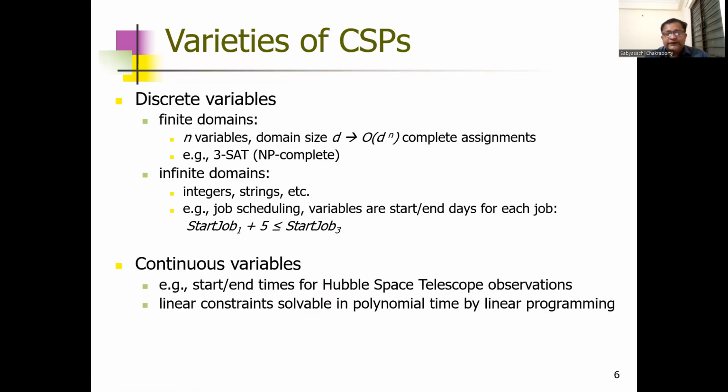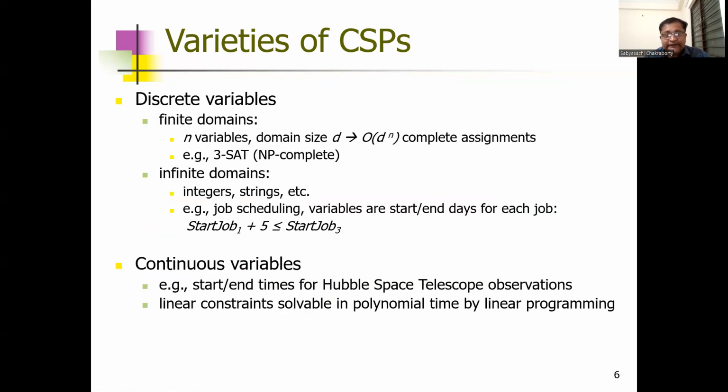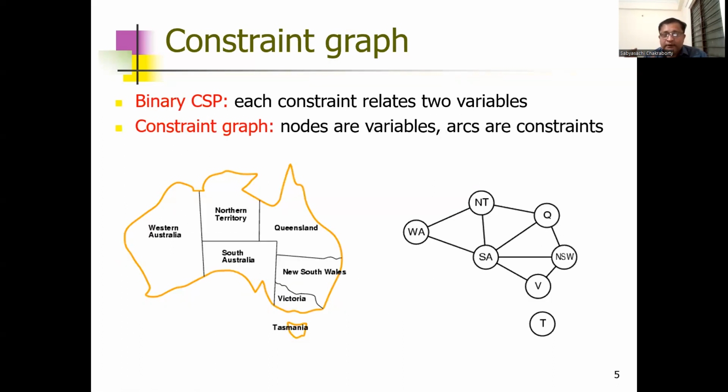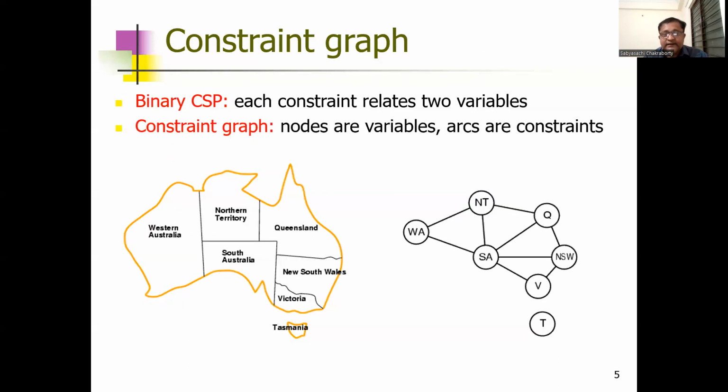Now, this is a theoretical part. As we know, whenever we have the domain size D and the number of variables N, the worst case time complexity is D to the power N. N is the number of variables. D is the domain size, and the domain contains three values here, the three colors.